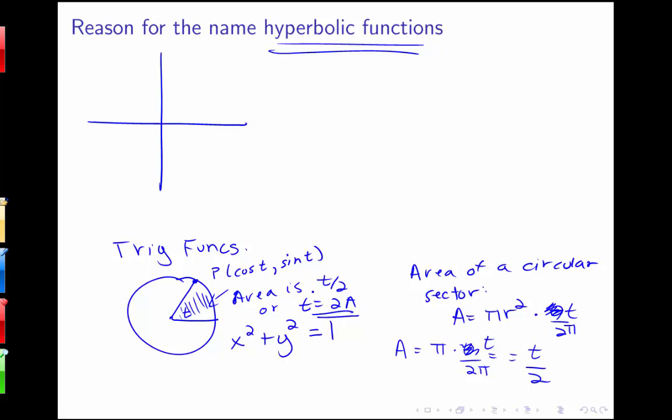So we have a connection here between this t and this point cosine t comma sine t, the equation of the circle, and t being twice the area of that circular sector.